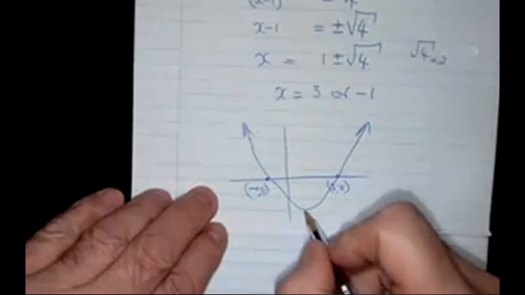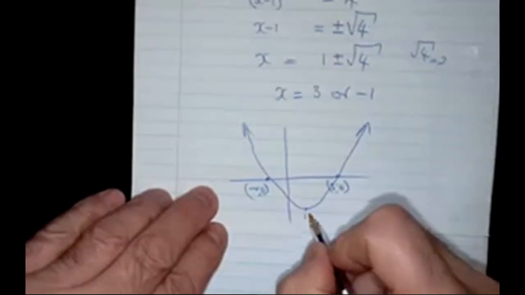So we have a minus 1. And we have a 3. And it is smiling, we said. Why do I put the arrows on it? Because it doesn't stop there. It continues forever. And then the turning point, which you have, is 1, minus 8. And then the y-intercept that we had was 0 and minus 6. And there we have it. It's full marks. Full marks for that.